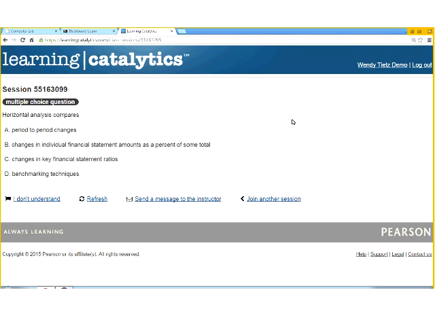nor are we benchmarking. So we're going to close this question in 10 seconds or so. We know that B is not the answer because that's vertical analysis. With horizontal analysis, we're not using ratios, and we're not benchmarking.